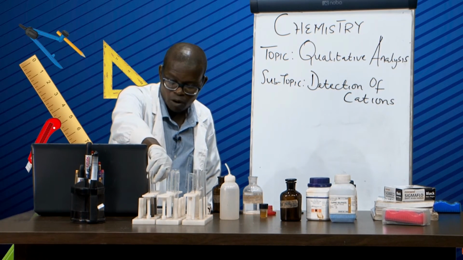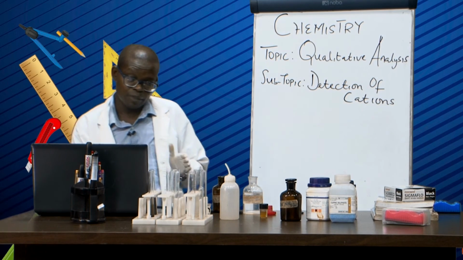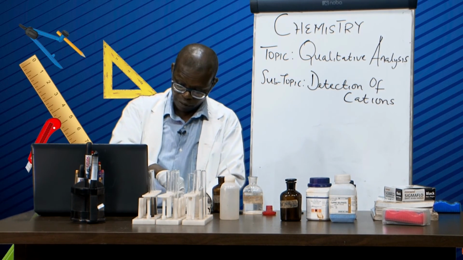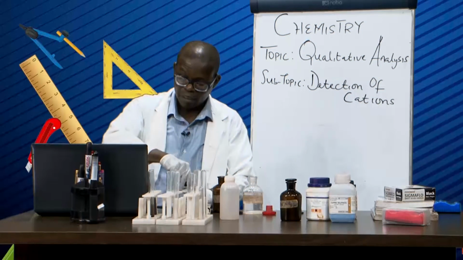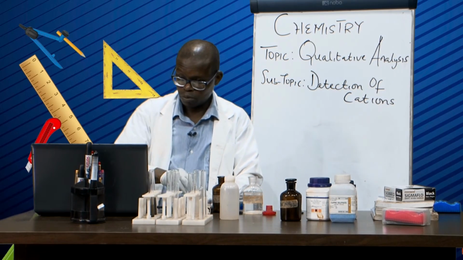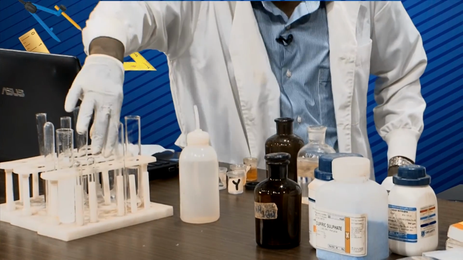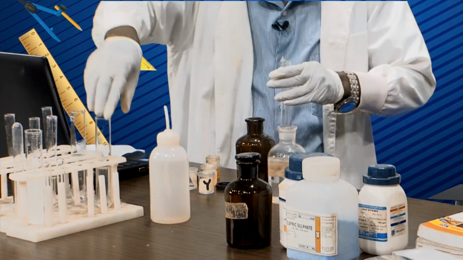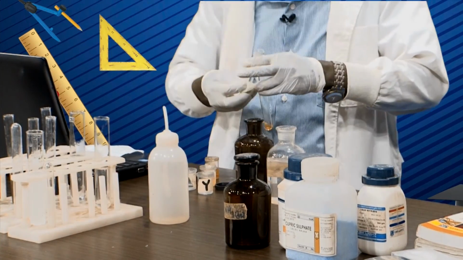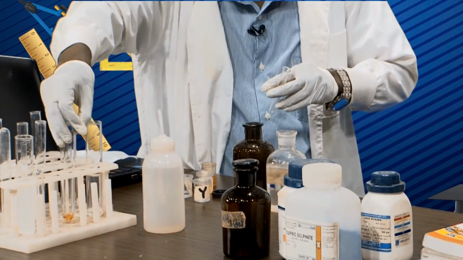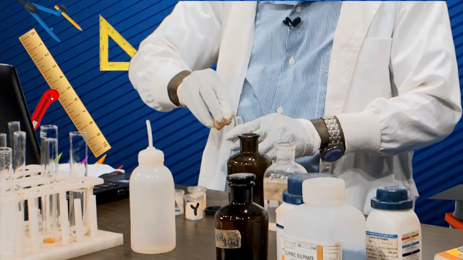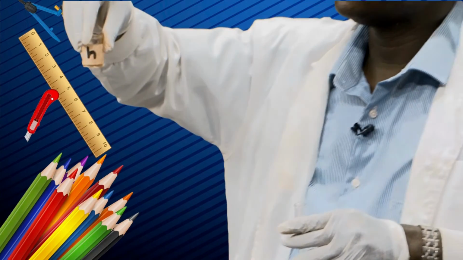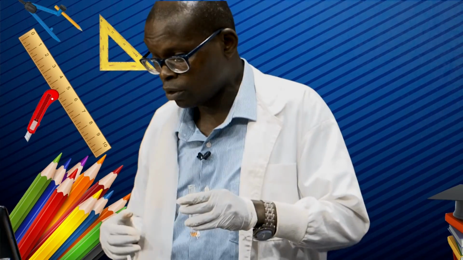We have carried out tests on about four cations now, but we still have one cation left to test for, and that is iron 3 salt. This is iron 3 chloride that has been dissolved in water. As usual, we are going to divide the iron 3 salt into two. So this is a portion of it, then we have another portion here. The iron 3 salt is labeled as H.